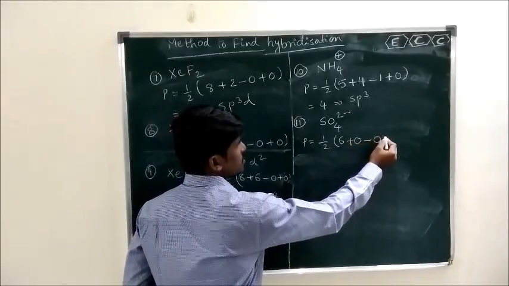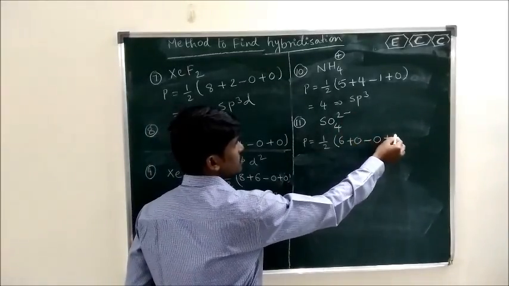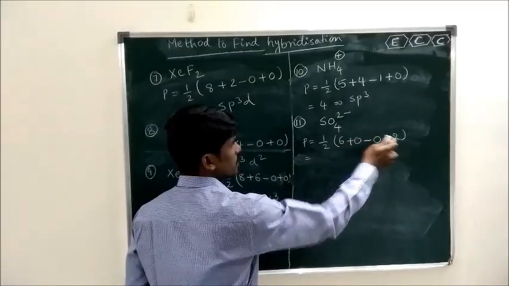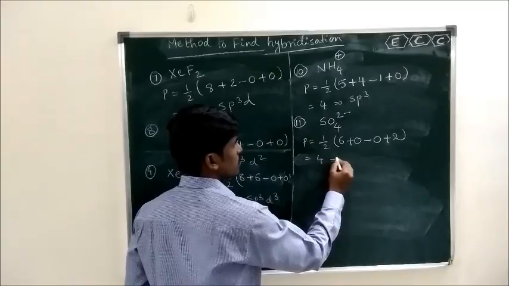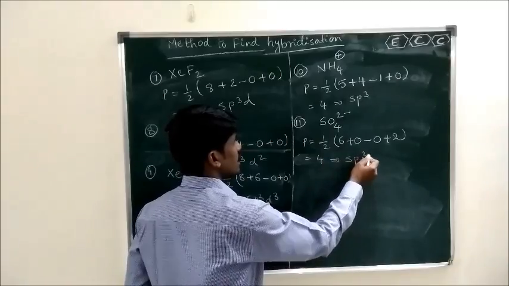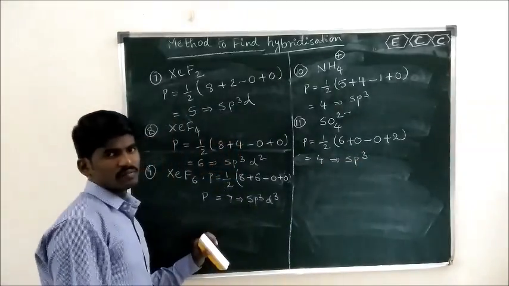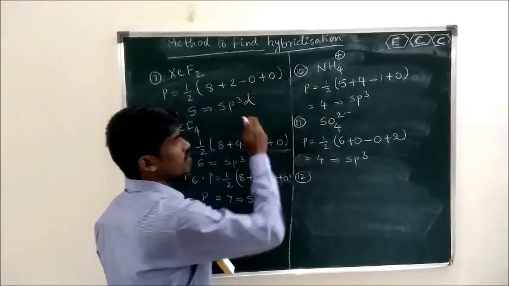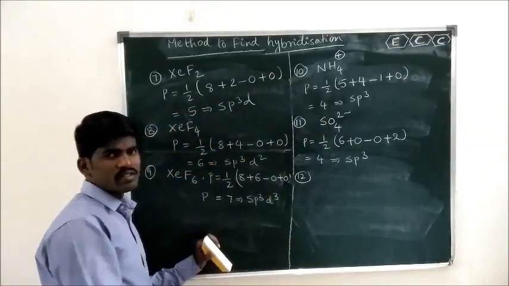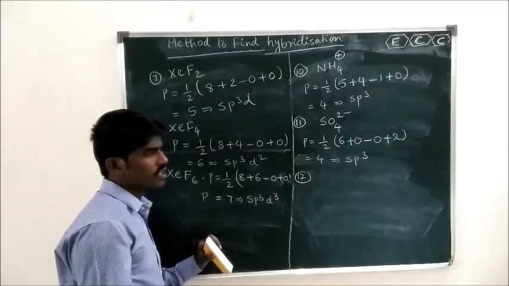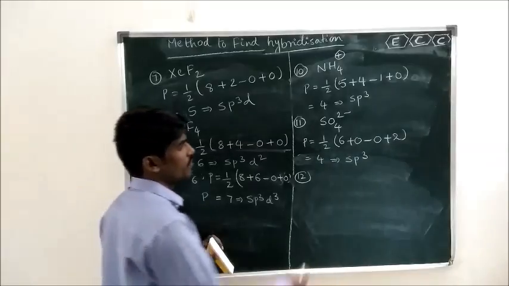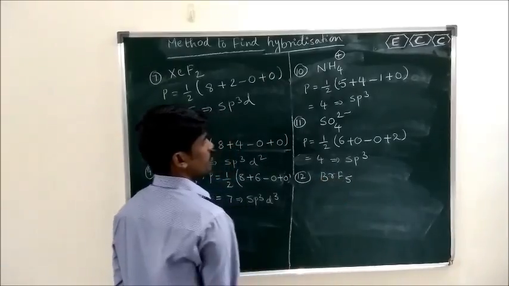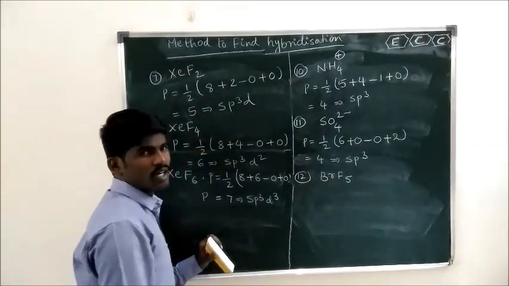Minus charge on cation 0, plus charge on anion, that is 2. You will get 6 plus 2, 8. 8 by 2, 4. So hybridization is sp3. Like that, for ions also, this formula or shortcut is useful to find out the hybridization. And one more example I will take, BrF5, bromine pentafluoride.